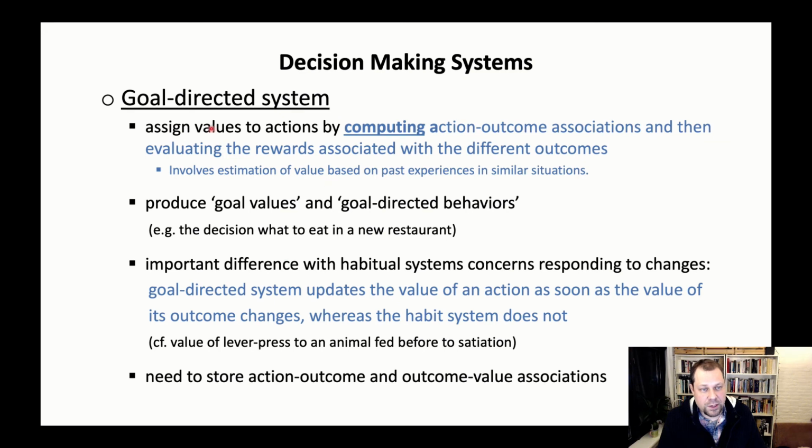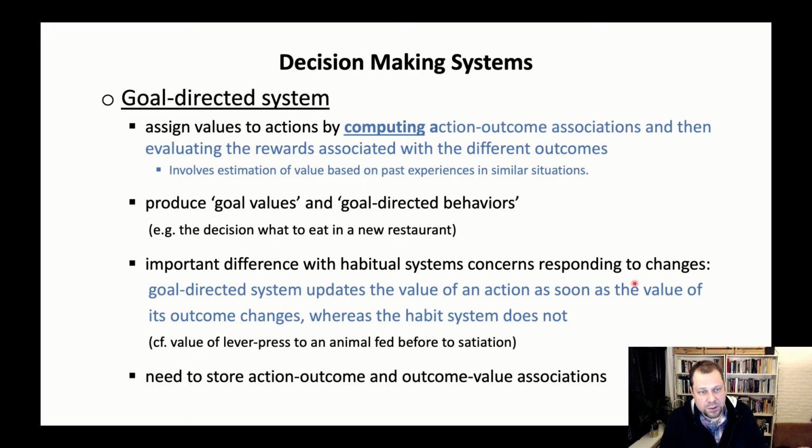Finally, we have the goal-directed system, as I already said earlier. This is really computing action-outcome associations, like when going to the movie, and making predictions about the reward value of certain actions in novel situations. So we're producing goal values and goal-directed behaviors in this system. And that's the system that we most commonly study in economics.